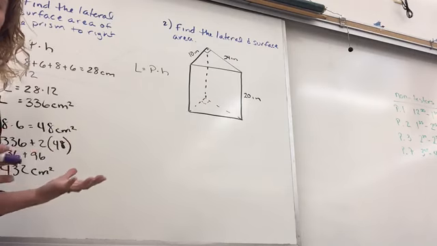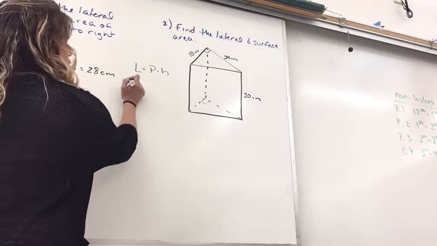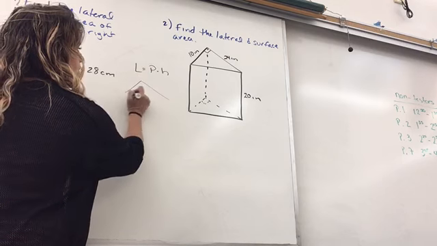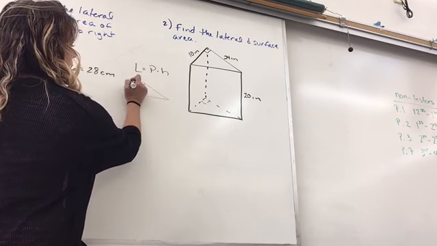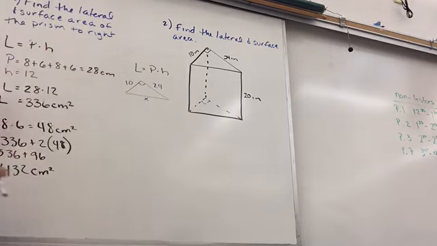We're going to use the Pythagorean theorem to find the missing side of a right triangle. So I have this picture here. This is 10, this is 24. I need to find this side right here.